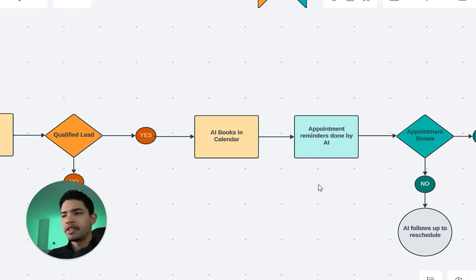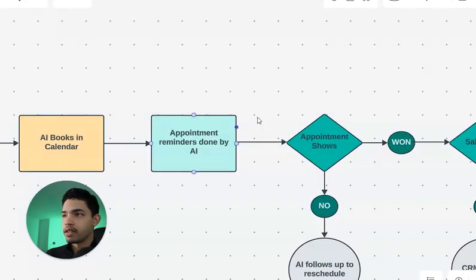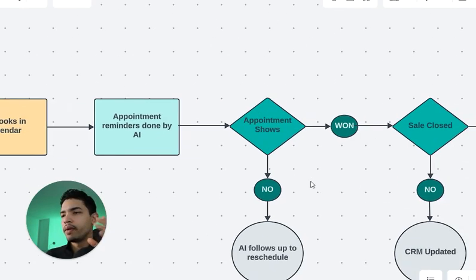That way, the next day you wake up with new appointments that the AI set for you. Then it sends appointment reminders, which is important. It sends reminders 24 hours, 12 hours, and an hour before the appointment. If the appointment doesn't show, it'll follow up to reschedule automatically.